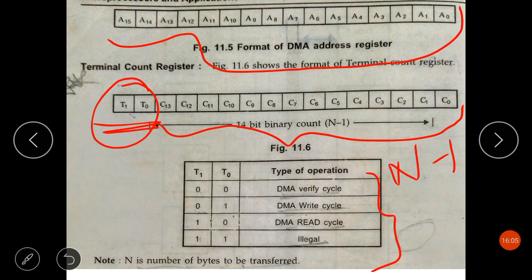If the two most significant bits T0 and T1 are both 00, a DMA verify cycle is being processed. If it is 01 then DMA write cycle, if it is 10 then DMA read cycle, and if it is 11 then it is illegal.